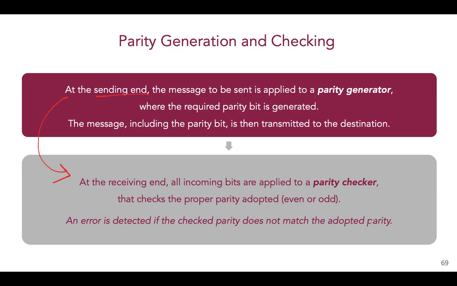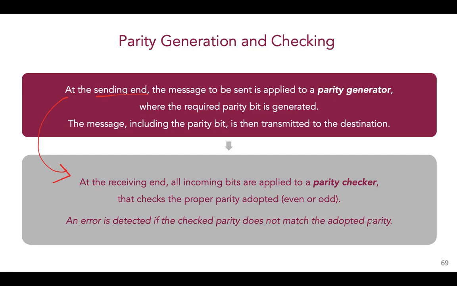But if, due to any error, one of the ones got converted into 0, now the message has an even number of ones, but the parity is saying that it's supposed to have an odd number of ones. So there's a mismatch. That is how the checker knows that some error has occurred during transmission.